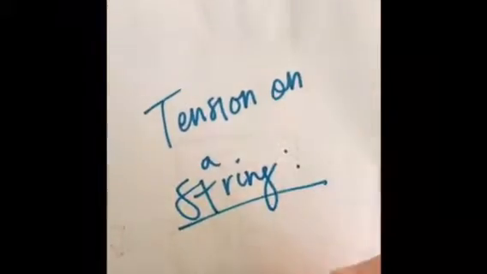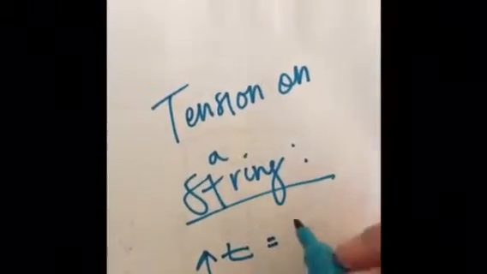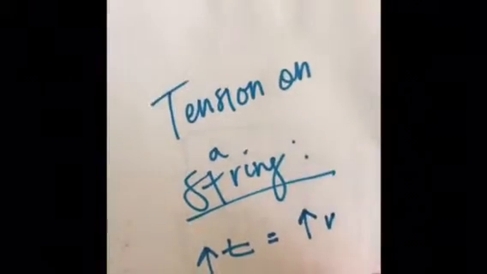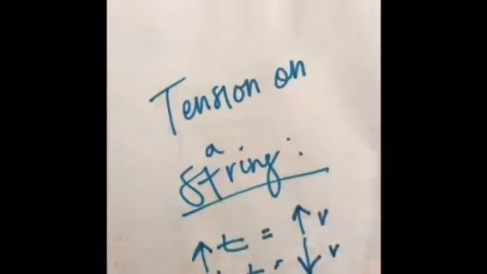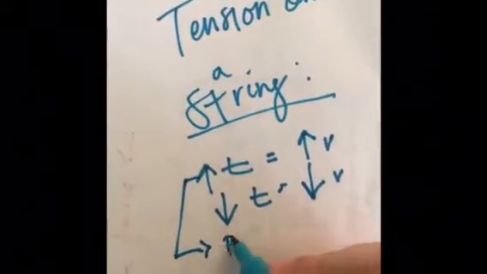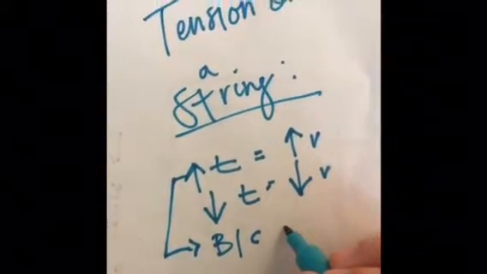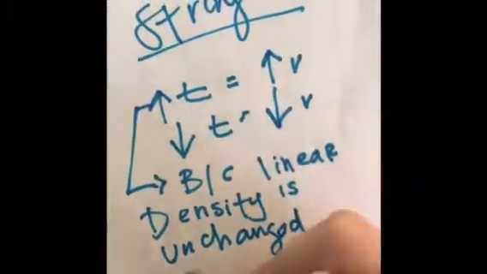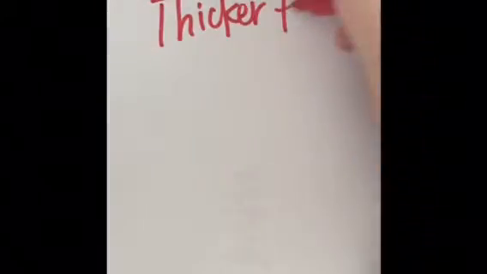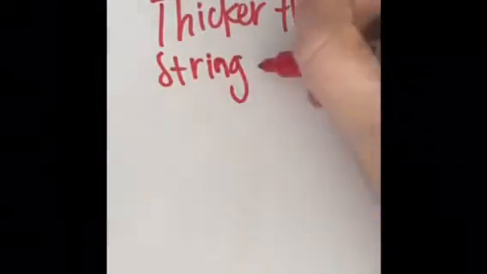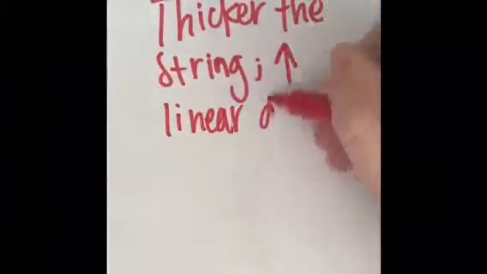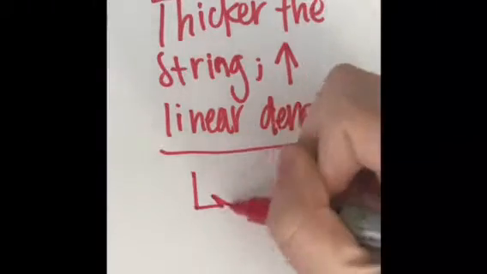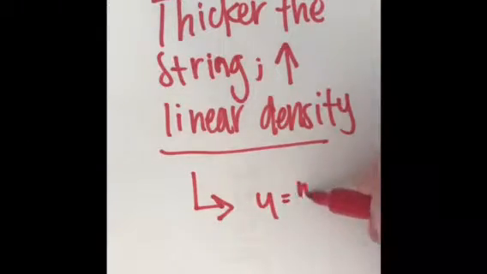Tension plays an important role with the velocity on the string. So if you tighten the string or basically increase the tension, it also increases the velocity. But if you loosen the string or basically decrease the tension, this will also decrease the velocity. The reason that when you tighten the string it increases the velocity is because the linear density is unchanged. So the difference between a violin string or a cello string is the thickness of the strings. It is said that the thicker the string, there's an increase of linear density. And the equation for linear density is shown below.